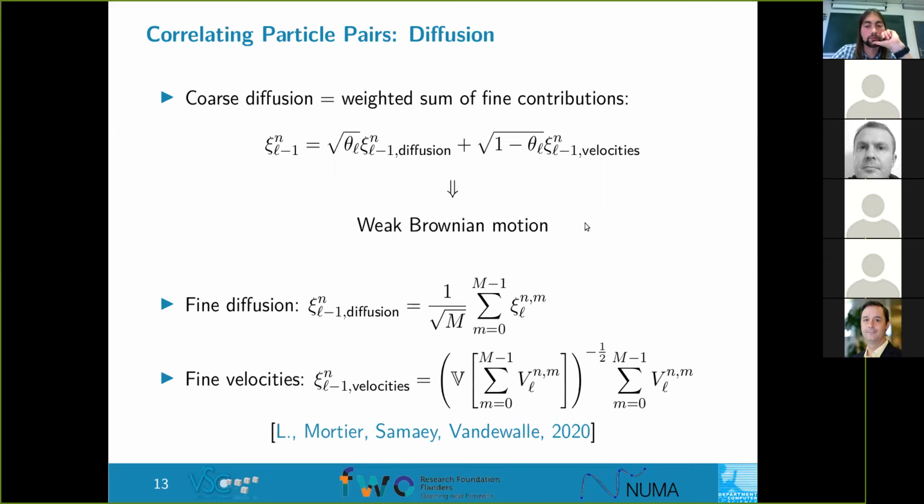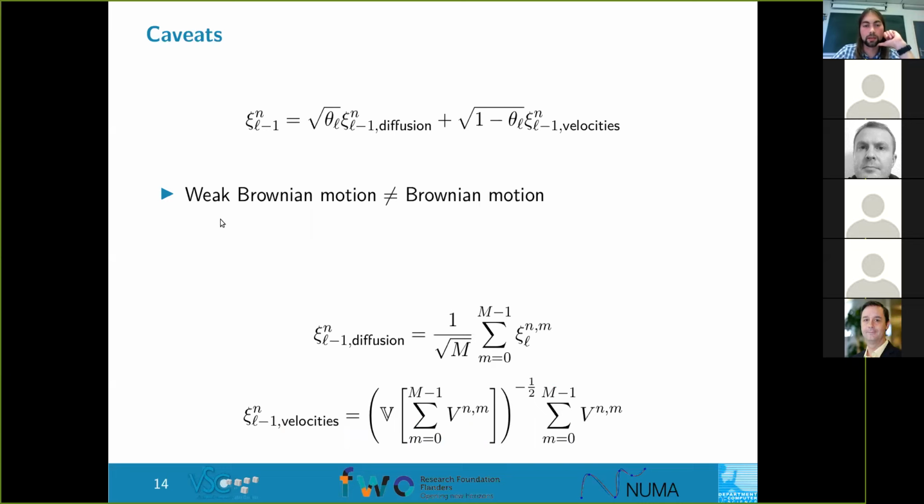Now, in general, this will be good enough. If we have a smooth quantity of interest, weak Brownian motion, as shown in the literature, will behave basically the same as strong Brownian motion, where we have true normally distributed increments. But for example, if we have discontinuities in the quantity of interest, we have to fix something here. So that's where some caveats come in. Weak Brownian motion and Brownian motion are not the same.